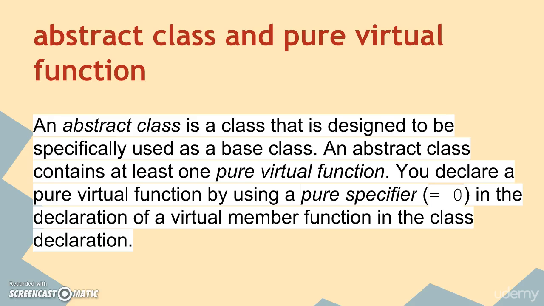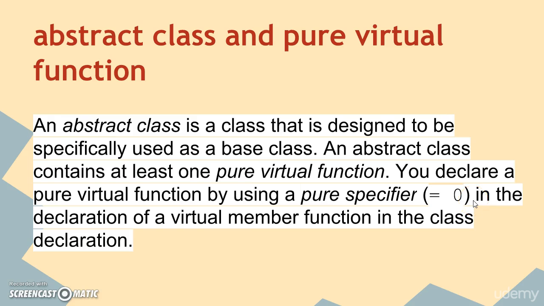So what is abstract class? Abstract class is nothing but you cannot create an object of the class, but you can derive classes from it and access it. For an abstract class there should be at least one pure virtual function. We have seen what a virtual function is. A pure virtual function means we add the pure specifier, which is equal to 0, in the declaration part.